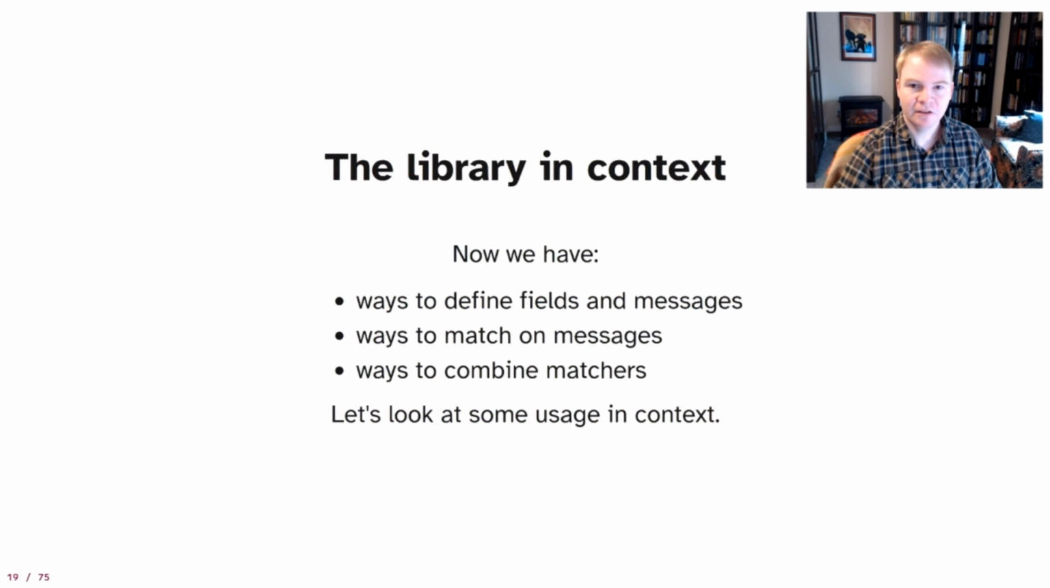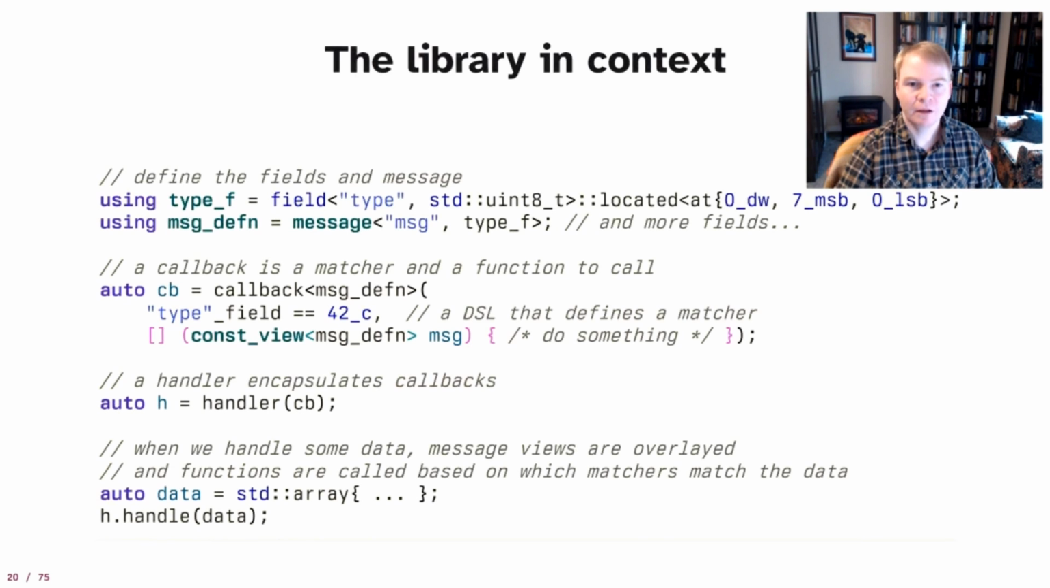Let's pause for a second and see what we've defined so far and what it looks like in code. We've got ways to define fields and messages. We can declare a callback. That's the combination of a matcher and a function. When we get some data off the wire, if the matcher matches that data, we're going to call the function. That's what handling a message means. And a handler wraps up the callbacks so we can call a handle function with the raw data.